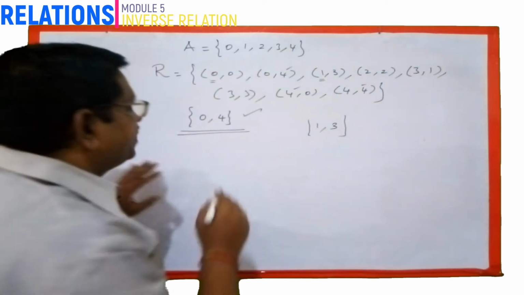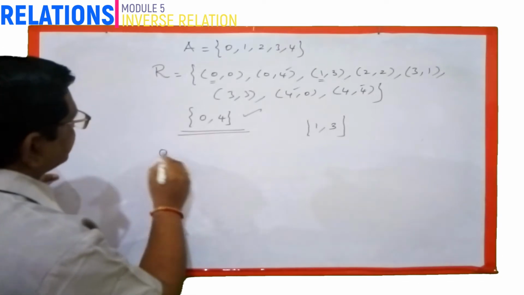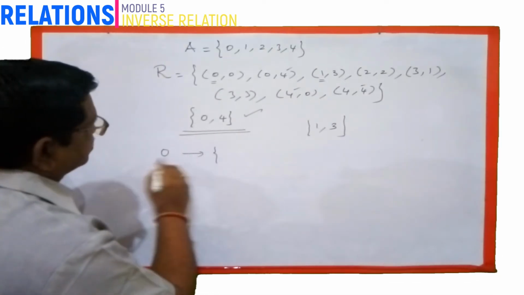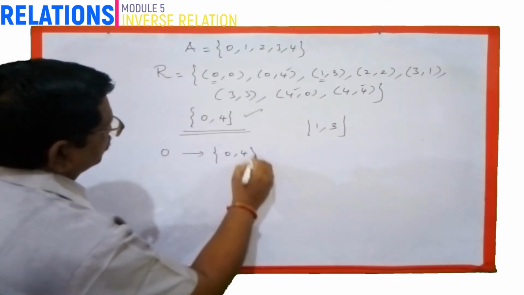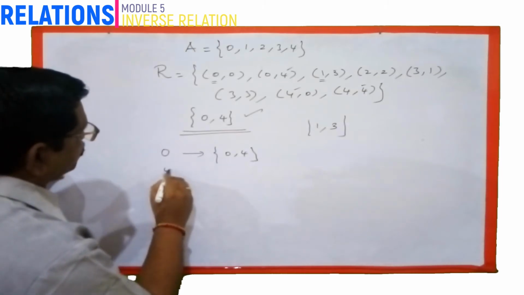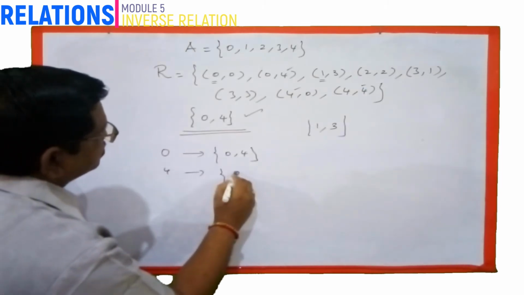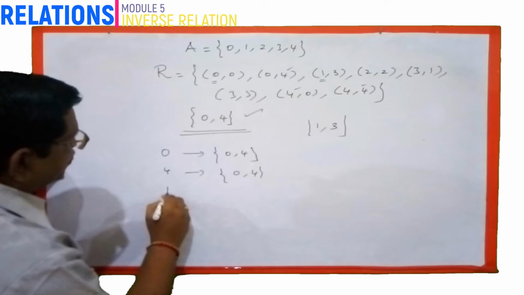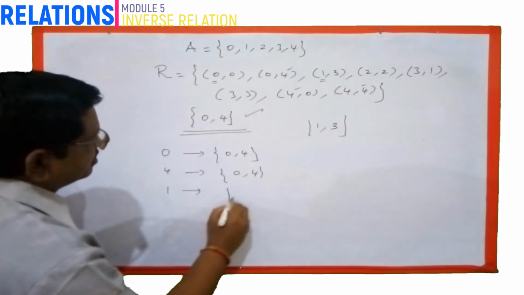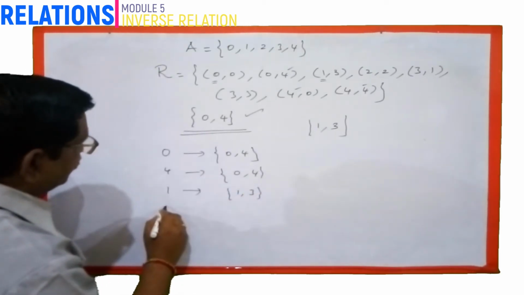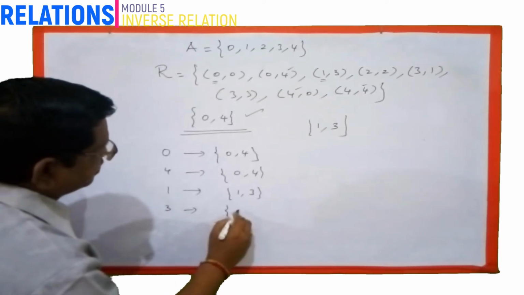Now what we can say is the equivalence class of 0 is {0, 4}. For 4 also the equivalence class is {0, 4}. The equivalence class of 1 is the set {1, 3}. The equivalence class of 3 is the set {1, 3}.